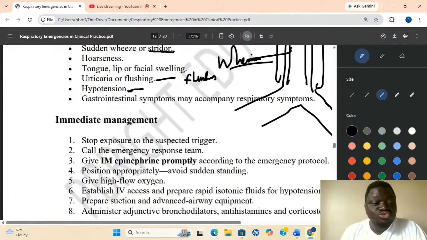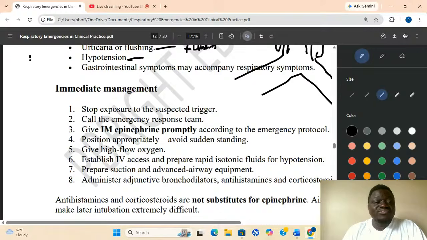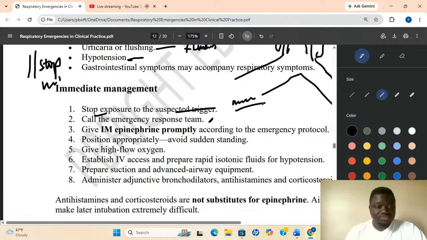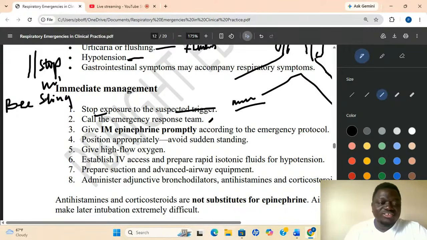Management, what are you going to do? If it is a medication or IV fluid you are giving, stop it. If it is a food the person is eating, they should stop the exposure to the triggering factor. You call the emergency response team because a problem is on the way or it has occurred. Give IM epinephrine promptly. A patient will come with a bee sting. There is one thing that Oyibo people cannot stand: a bee biting them.